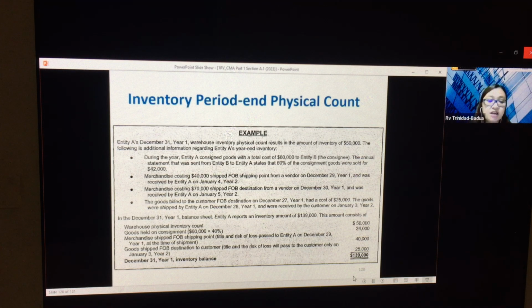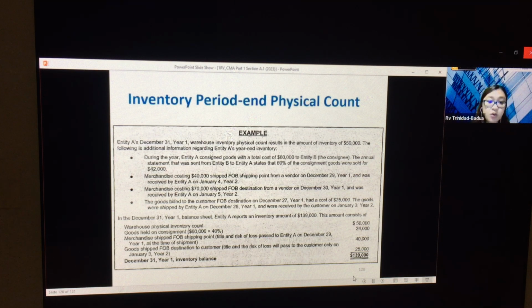Merchandise costing $40,000 FOB shipping point from a vendor on December 29 year 1 and was received by Entity A on January 4. So tatanong niya sa'yo magkano yung inventory. Merchandise costing $70,000 shipped FOB destination from a vendor on December 30 year 1 and was received by the Entity A on January 5. The goods billed to the customer FOB shipping destination on December 27 year 1 had a cost of $25,000. The goods were shipped by Entity A on December 28 year 1 and were received by the customer on January 5.